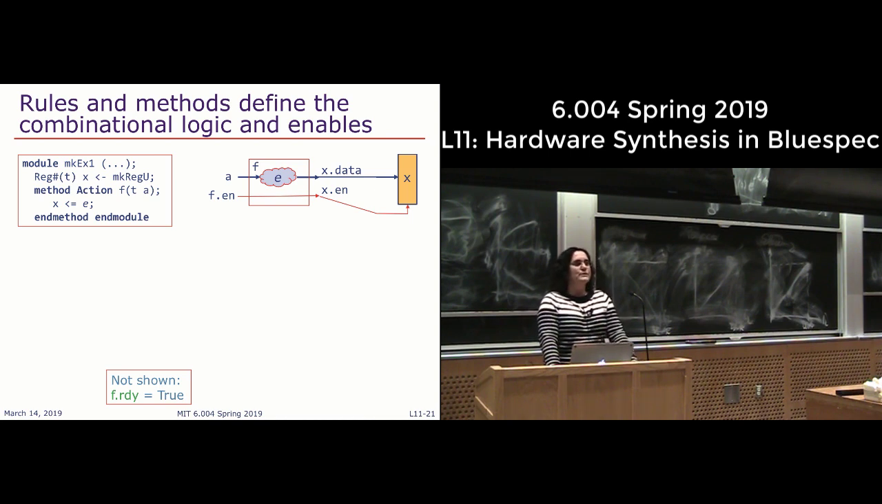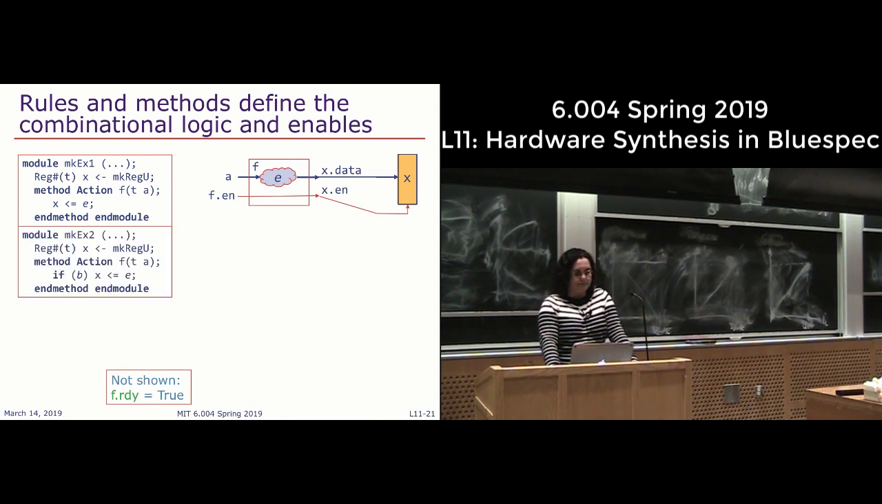Now, remember, just to keep these not cluttered, I'm not showing the ready signal, which is always true in this case. Okay, so now let's take a look at another example. Suppose that I have a conditional here, where my method is not always assigning to X, it's only assigning to X if B is true. So what is that going to look like in my hardware?